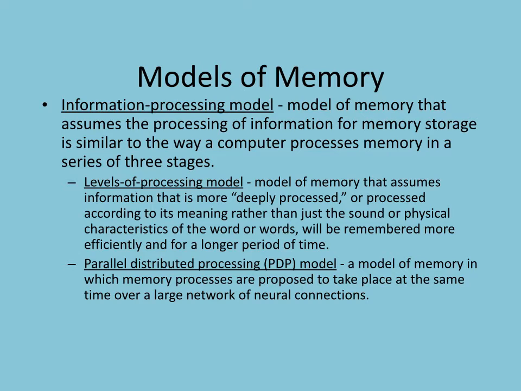Now, parallel distributed processing is a model of memory in which memory processes are proposed to take place at the same time over a large network of neural connections, believing that things occur over a period of time, not just in one immediate instance. But my favorite personally is the information processing model, which believes that information is processed like a computer.